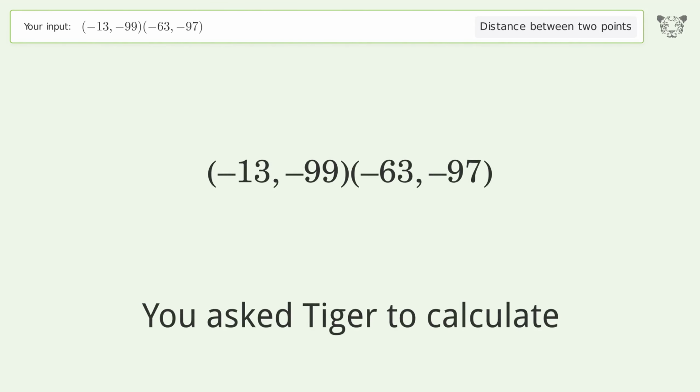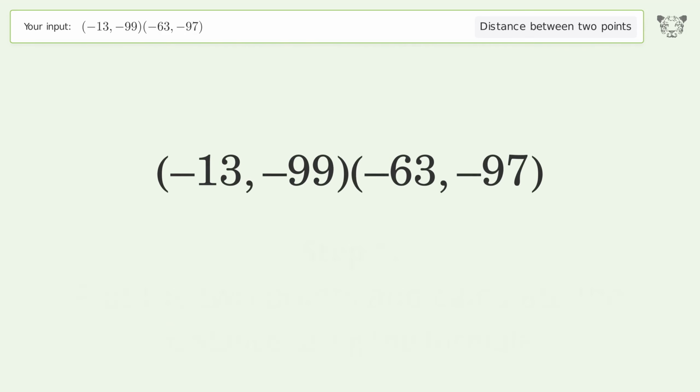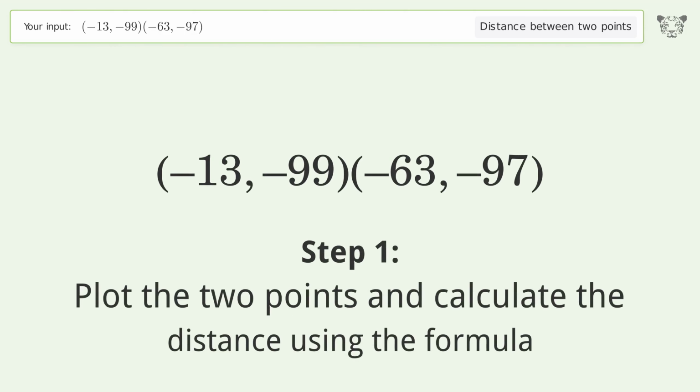You ask Tiger to calculate. This deals with the distance between 2 points. The distance between the 2 points is the square root of 2,504, or 50.04. Let's solve it step by step. Plot the 2 points and calculate the distance using the formula.